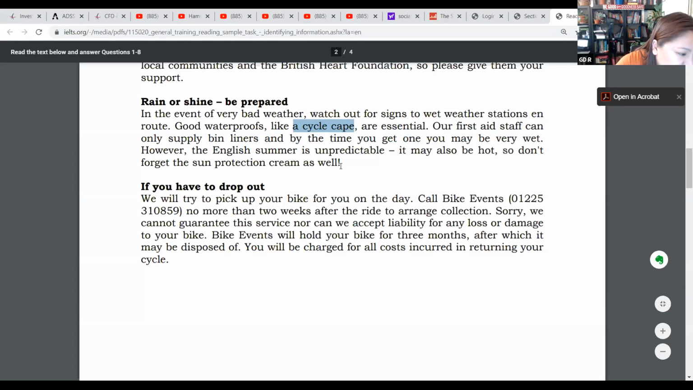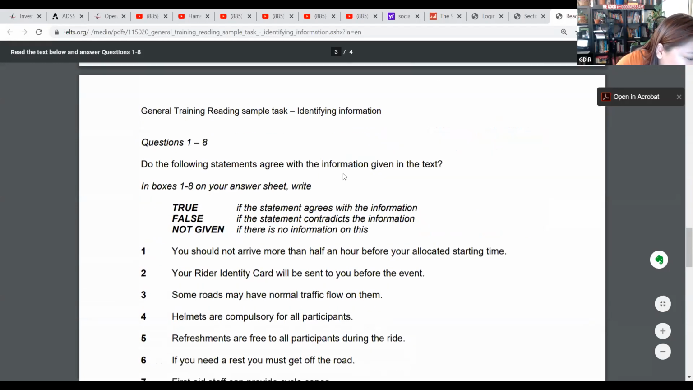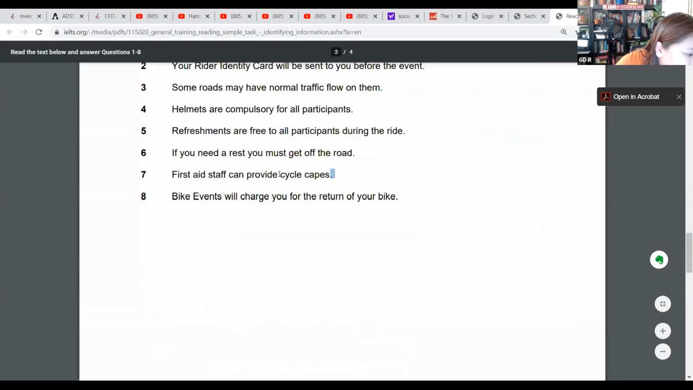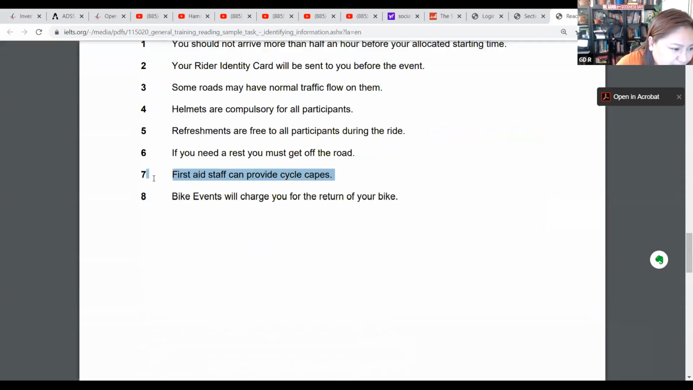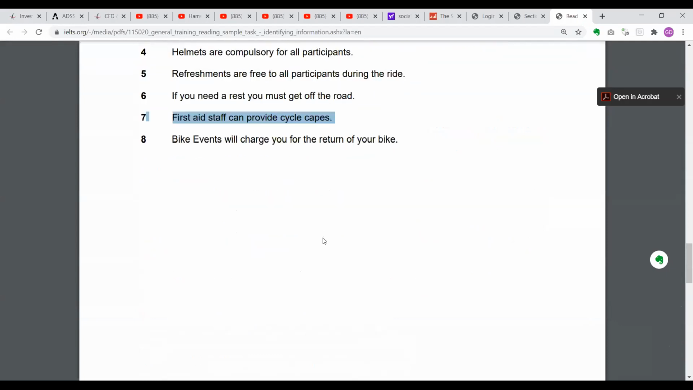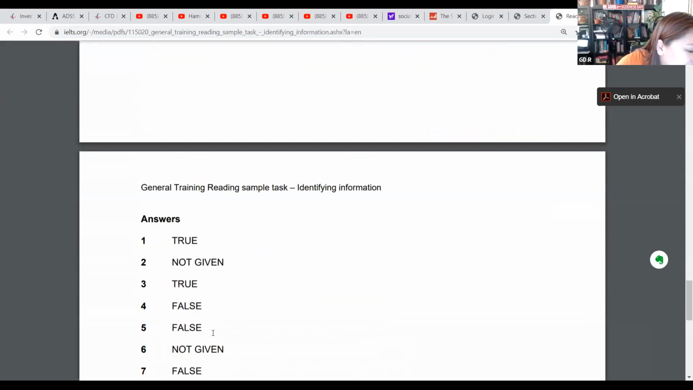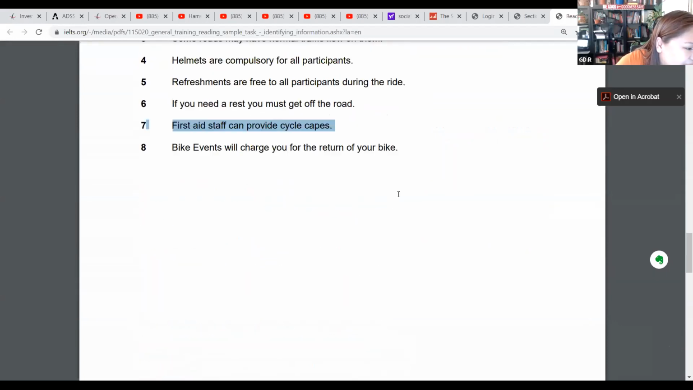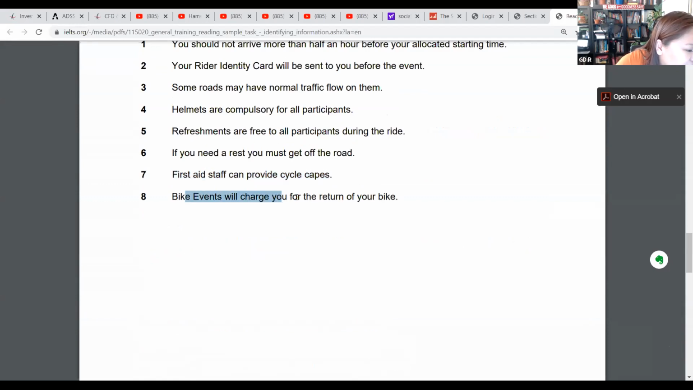So the information is here, but it contradicts the sentence. So the answer should be what, class? False. Number 7, are we correct? We're correct. Number 8, bike events will charge you for the return of your bike.